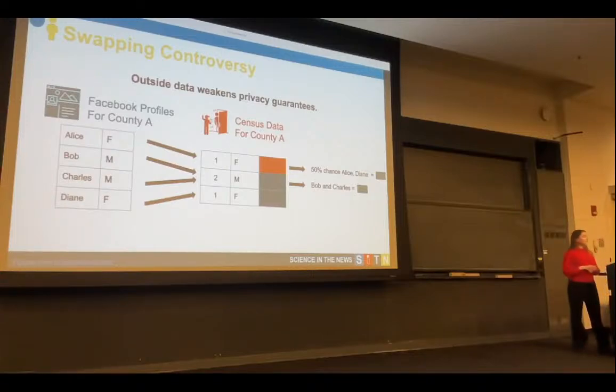And by using publicly available census data, we can determine what color house some of these individuals have, right? Because if we know that there's only 2 males in the Facebook profile data and in the census data, and both of them in the census data live in blue houses, then we know that those 2 people, Bob and Charles, must have a blue house, right? And we can say with 50% chance that Alice or Diane have a respective color house. But all that to say that having this outside data weakens the ability of swapping to protect the privacy of people in census data datasets.